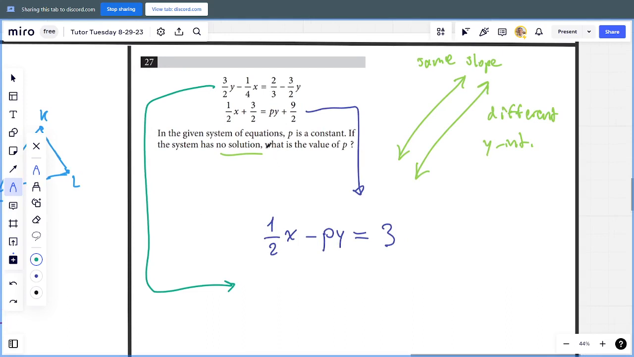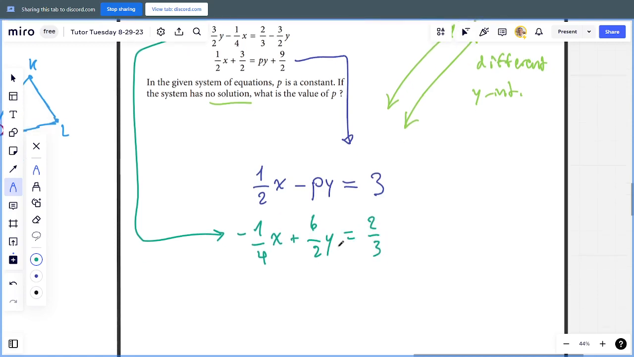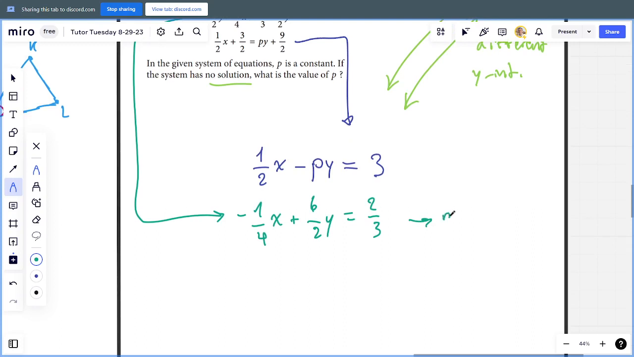But I'm going to take this top equation and try to consolidate everything so it looks similar. Negative 1/4 x on this side. I'm going to add the 3/2 y to both sides to get plus 6/2 y is equal to 2/3. Then I'm going to multiply this bottom equation by negative 2, which will give me 1/2 x minus 6y equals negative 4/3.